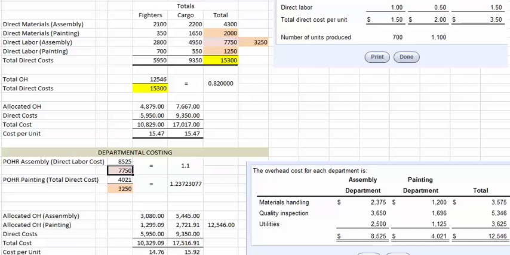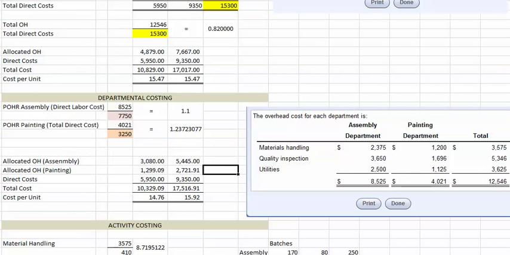7,750. Our predetermined overhead rate for the painting department is based on the total direct cost of the painting department. Our total materials cost in the painting department is $2,000. The labor cost in the painting department is $1,250 for a combined total direct cost of $3,250. So in each case, we take our cost divided by the allocation base to calculate our predetermined overhead rates. The next step then is to apply our manufacturing overhead.